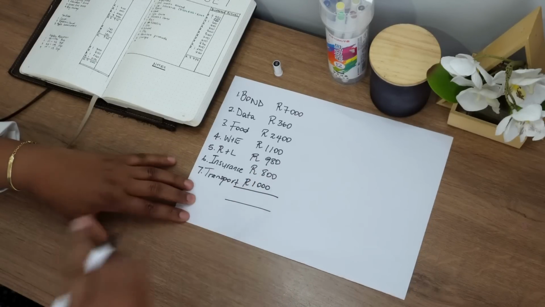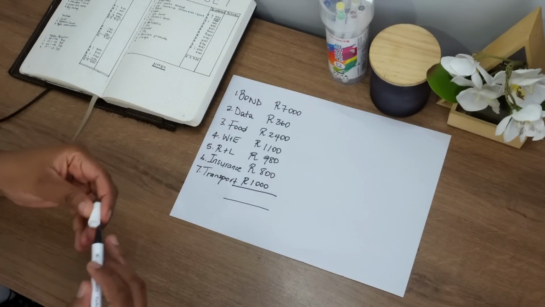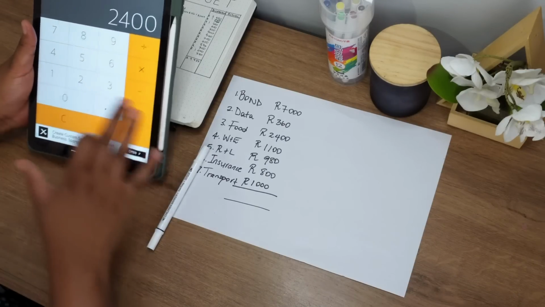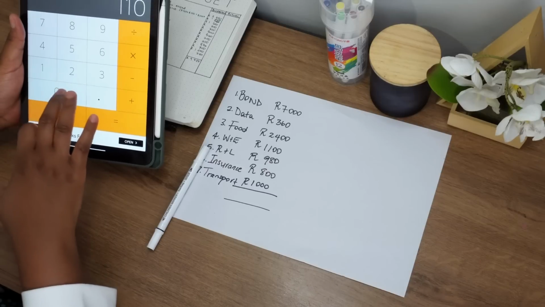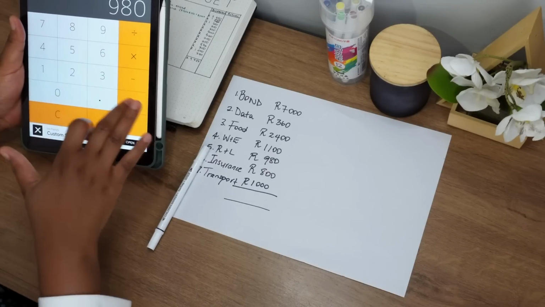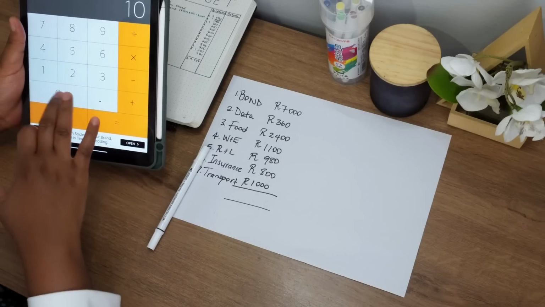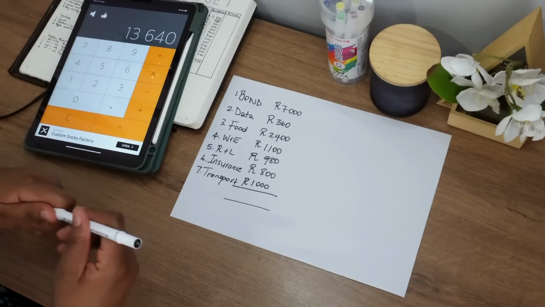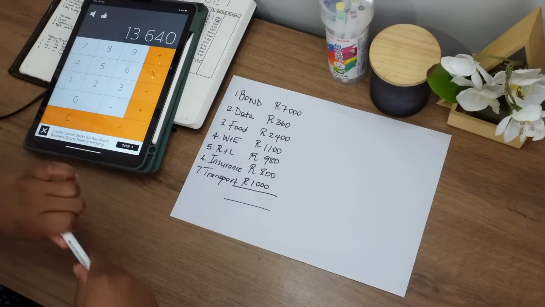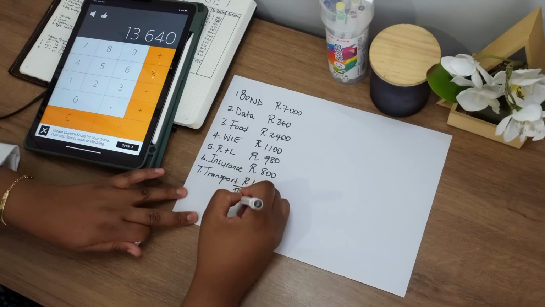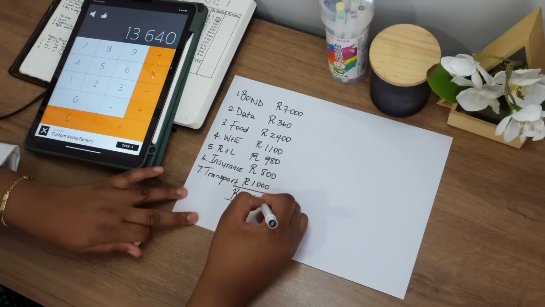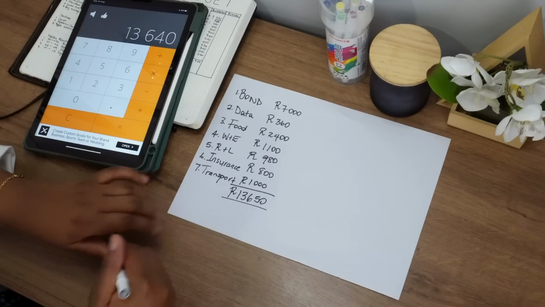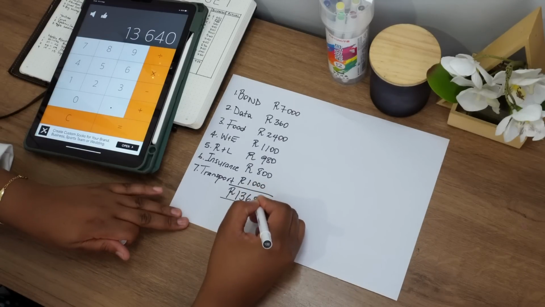Now let's calculate how much this would be in total. 7,000 plus 360 plus 2,400 plus 1,100 plus 980 plus 800 plus 1,000. So per month it is 13,640, which I'm going to round off to 13,650, because I'm just rounding it off. Okay, or let's just put it as 13,640. It's fine.